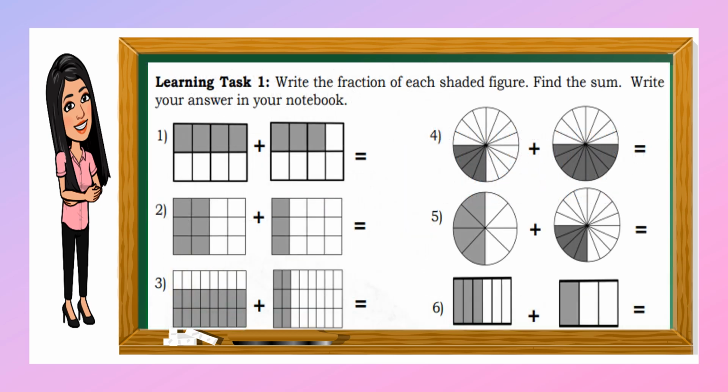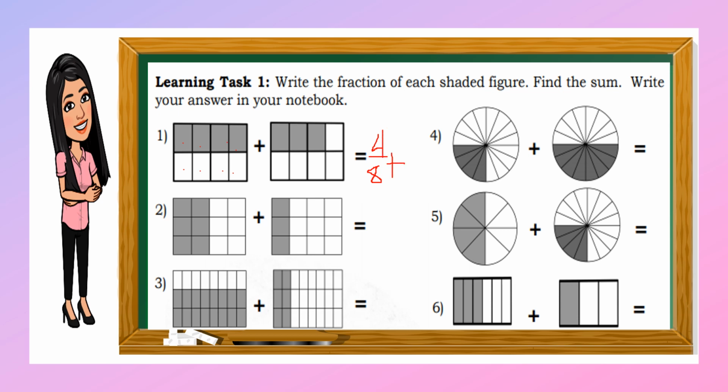For your learning task, last task, write the fraction of each shaded figure and find the sum. Write the answer in your paper. Okay, so first, you're going to write the fraction of each shaded figure. This one is, so 1, 2, 3, 4, 5, 6, 7, 8. So automatic, it is 8. And then count the shaded part. 1, 2, 3, 4. So the first figure is 4/8.